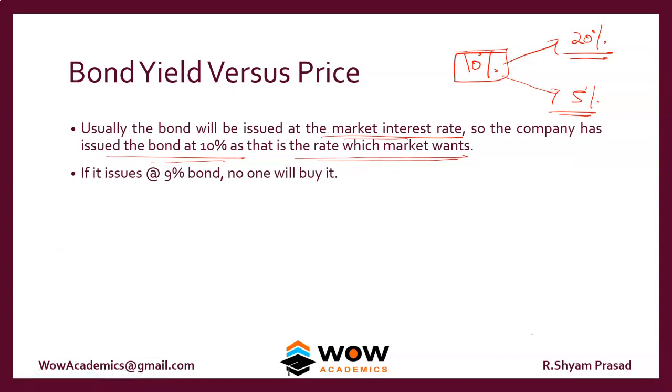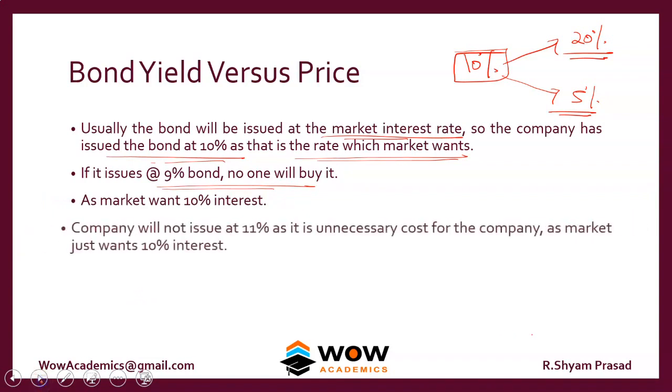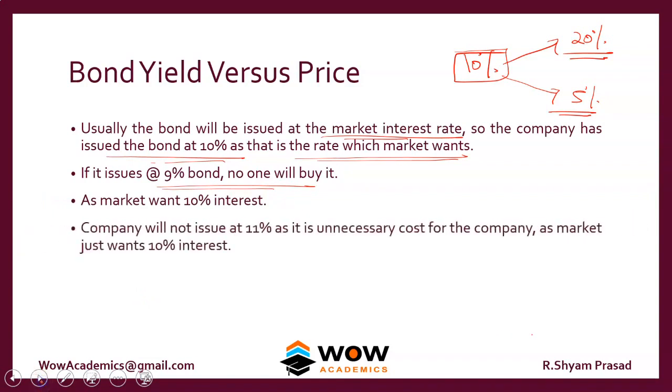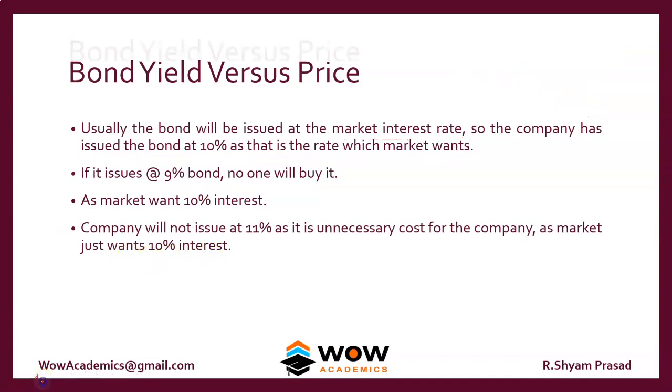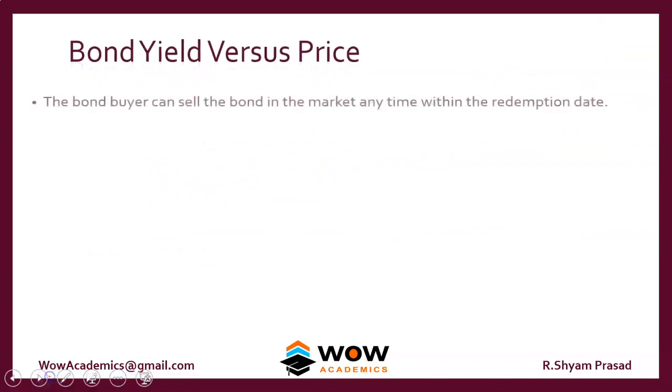If it issues a 9% bond, again we have the same example. If we issue it at 9%, no one will buy it as the market wants 10%. The company will not issue at 11% either, because it is an unnecessary cost for the company, as the market itself wants only 10%. So we will see the bond yield and price.